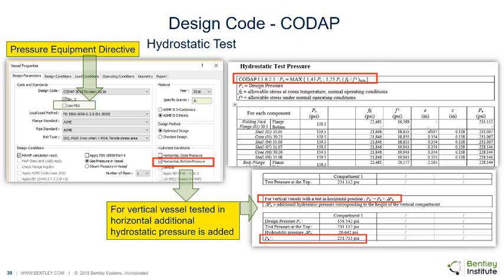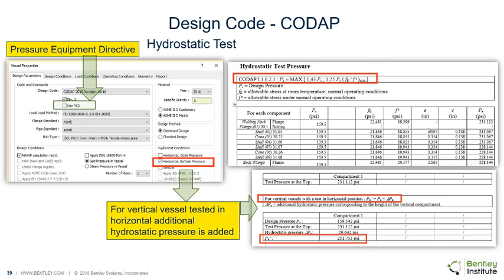Observe that the Hydrotest Conditions section offers the user to specify if the vertical vessel is hydrostatic tested in horizontal condition. The report takes this into consideration by applying an additional hydrostatic head as shown in the report screenshot at bottom right. The CODAP hydrotest pressure as shown above on top right is the maximum value of 1.43 times design pressure or 1.25 times the product of design pressure and ratio of the material allowable stresses at room temperature to normal operating conditions.